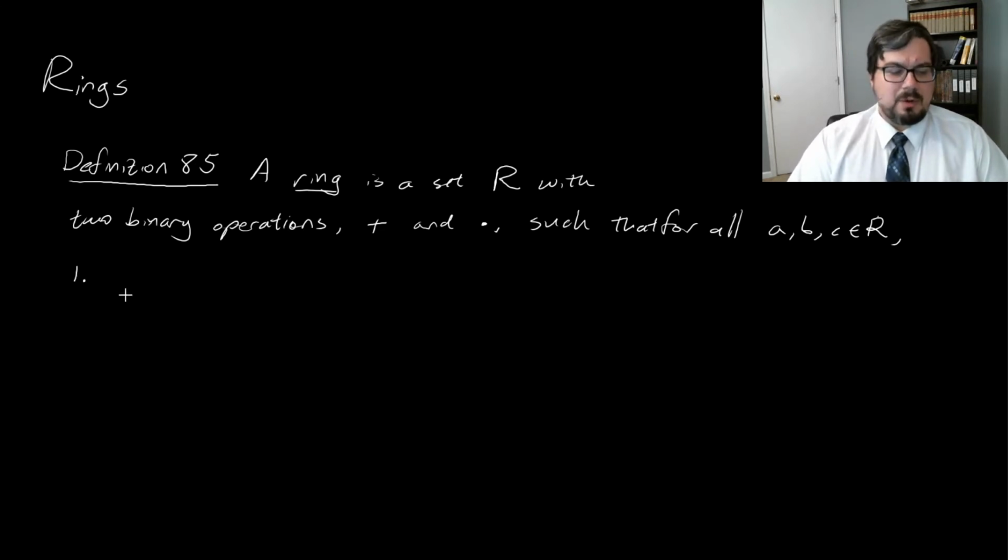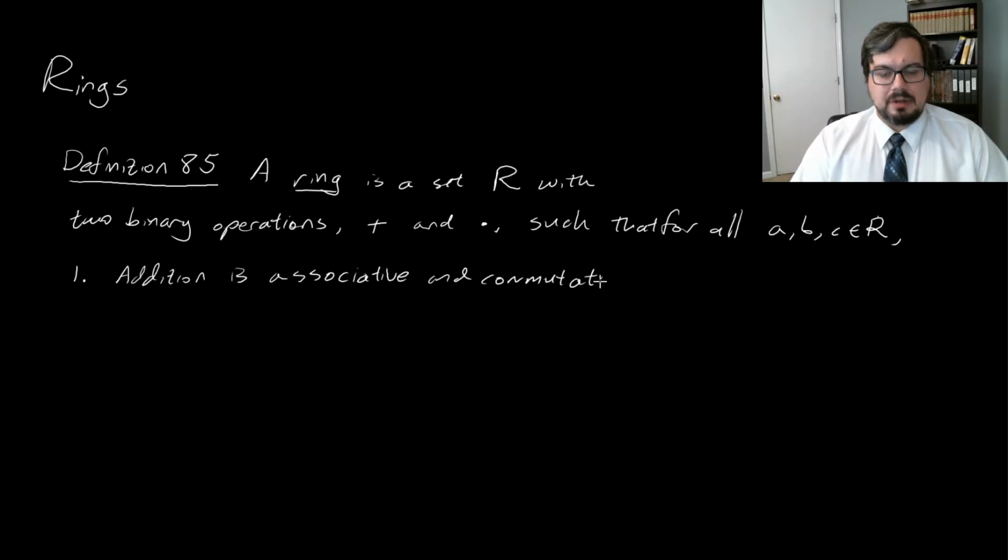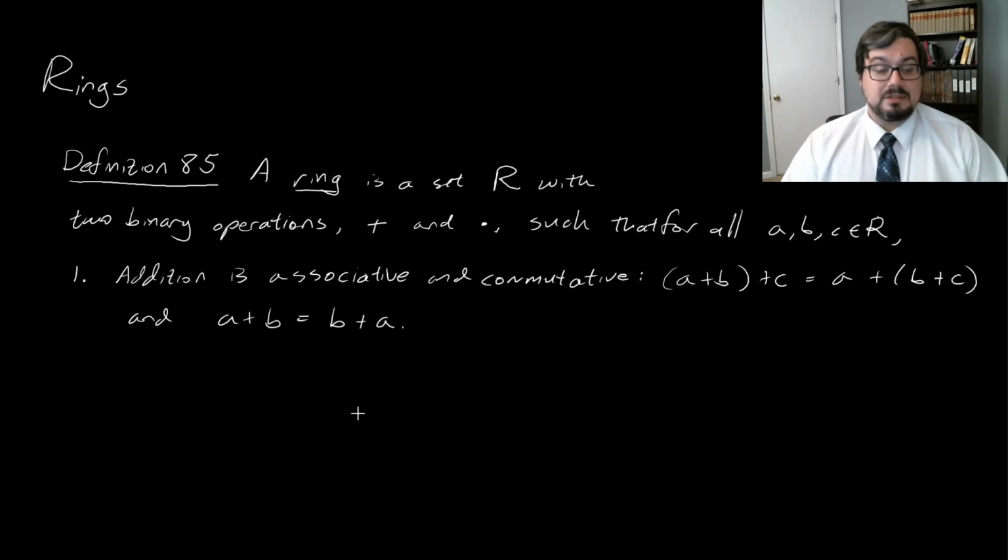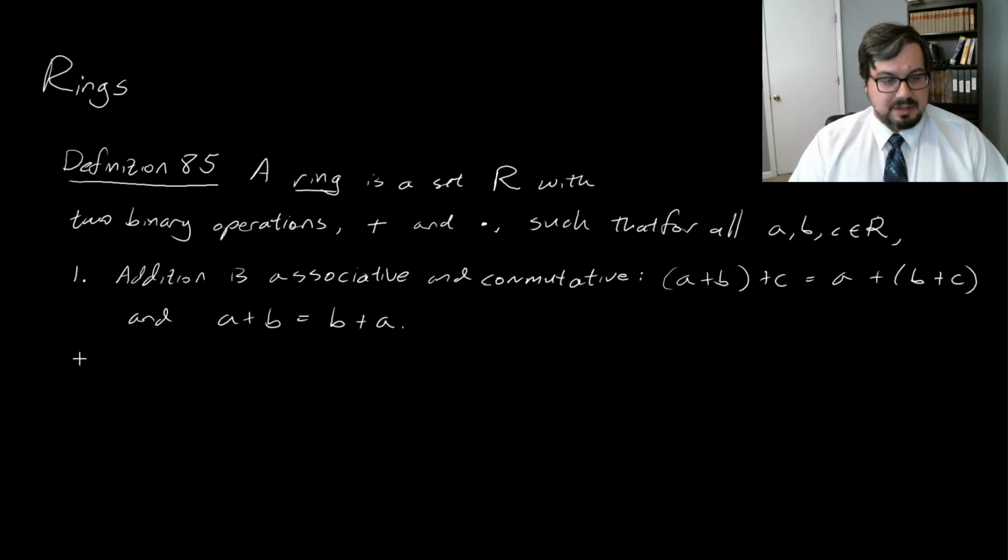So the first requirement is that addition is associative and commutative. In a ring, addition is always commutative. So in other words, this is saying that for all a, b, and c that lie in R, we have that (a plus b) plus c is equal to a plus (b plus c). That's associativity. And a plus b equals b plus a. So the addition operation is associative and commutative.